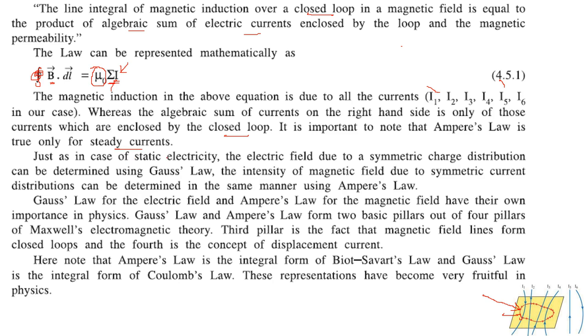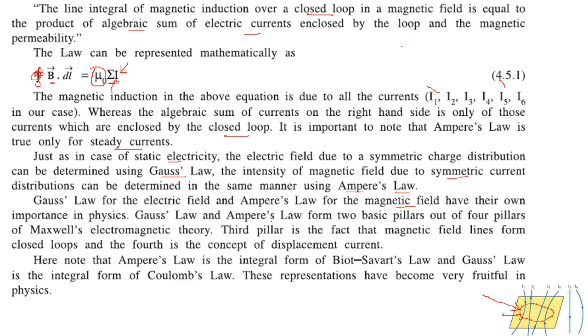Just as we saw in static electricity, the electric field due to a symmetric charge distribution we can determine easily using Gauss law. So the intensity of magnetic field due to a symmetric current distribution can be determined in the same manner using Ampere's law. You can say that Gauss law in electricity, while we are discussing static electricity, is almost a counterpart of Ampere's law in the magnetic study. So Gauss law for the electric field and Ampere's law for the magnetic field have their own importance.